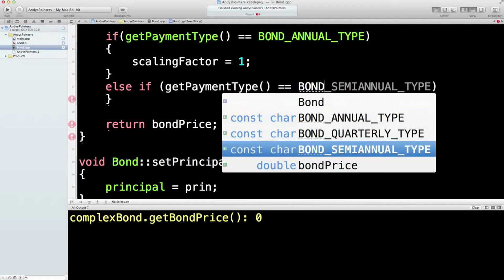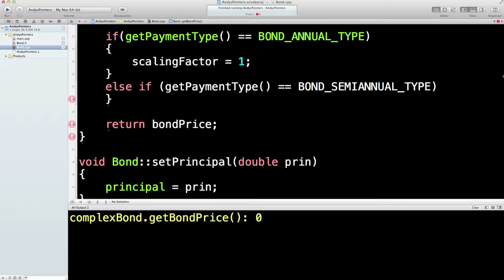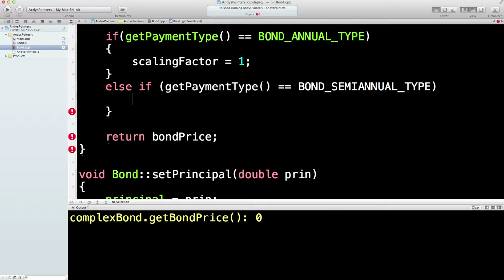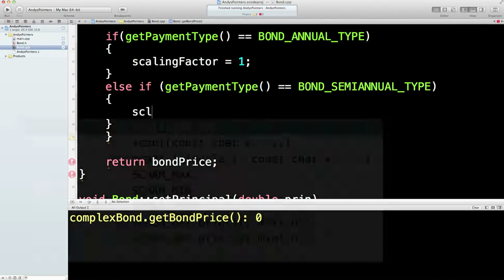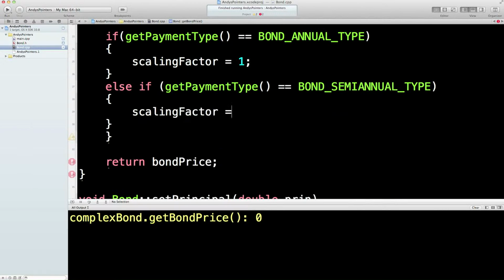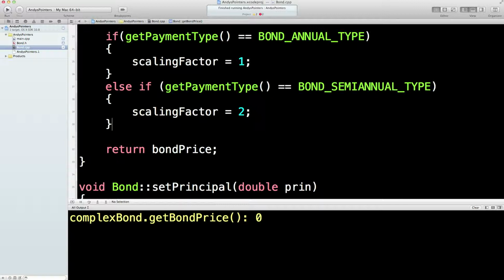I want the semi-annual type. There we go. And if I get a semi-annual type, I'll set the scaling factor to 2. We'll see how we're going to use that later on. Basically, we're going to halve interest rates and we're going to double periods.